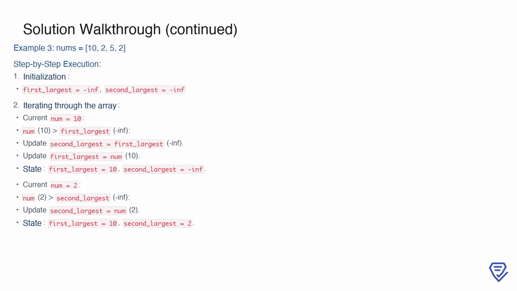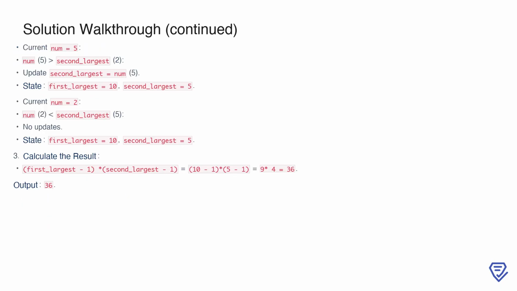The next number is 2. Since 2 is greater than second_largest, we update second_largest to 2 while first_largest remains 10. The updated state is first_largest equals 10 and second_largest equals 2.